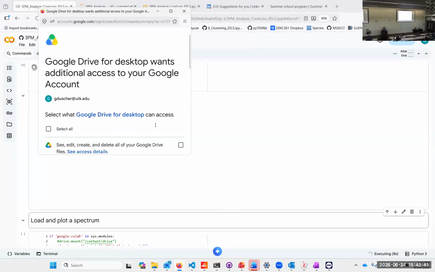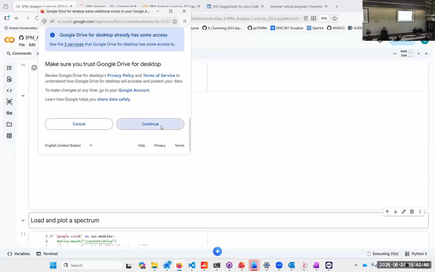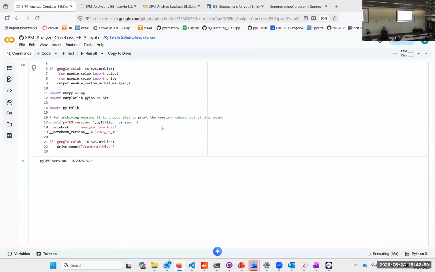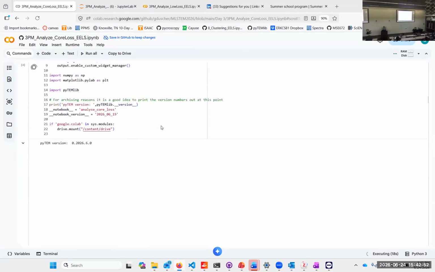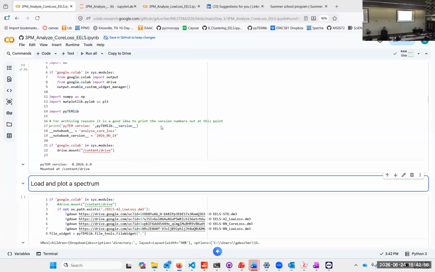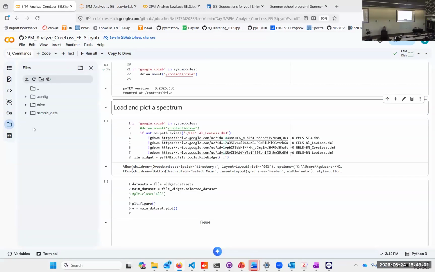Continue. Okay. Why does it do it twice? Okay. Good. If you look now here in the file, I have my drive, and I have some sample data.